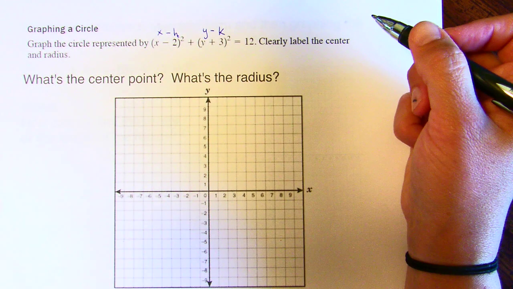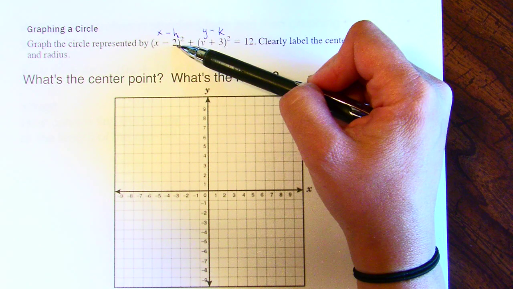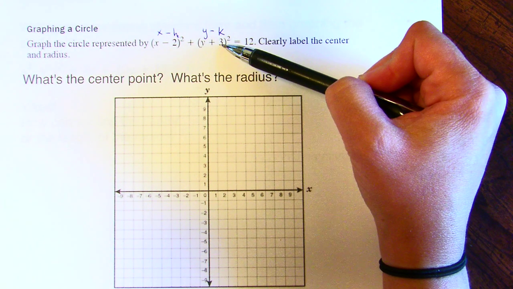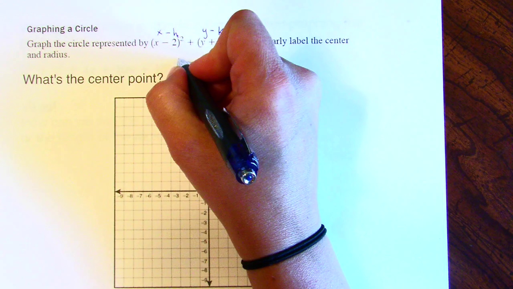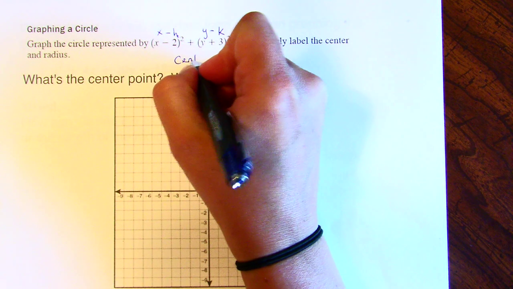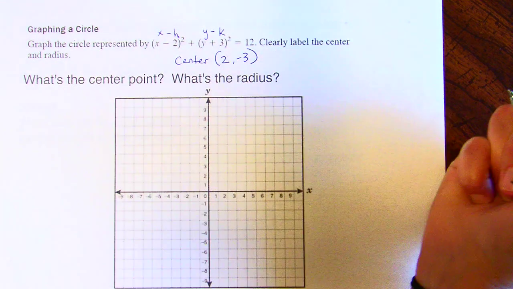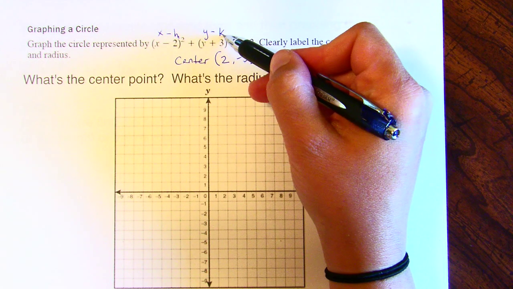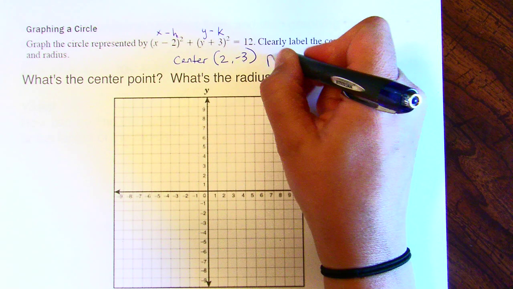And why is that important? Well, it's important because your H is not -2. Your K is not +3. It's the opposite of those. So my center point, and I'm just going to write it, is +2 and -3. Because if I was to plug -3 in here, that would change to plus. Now the radius is the hard part.